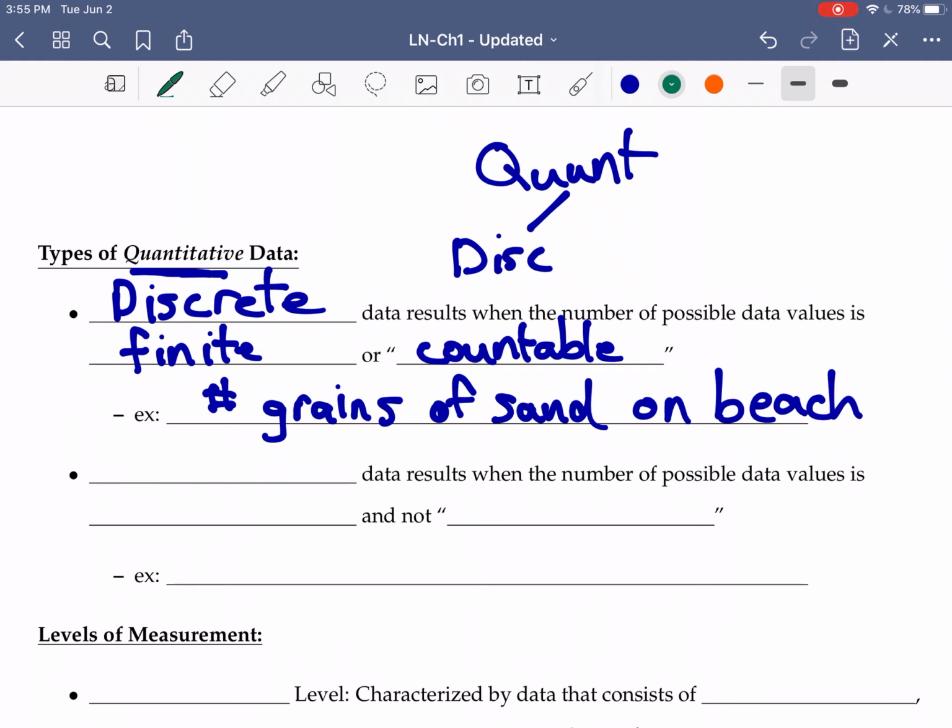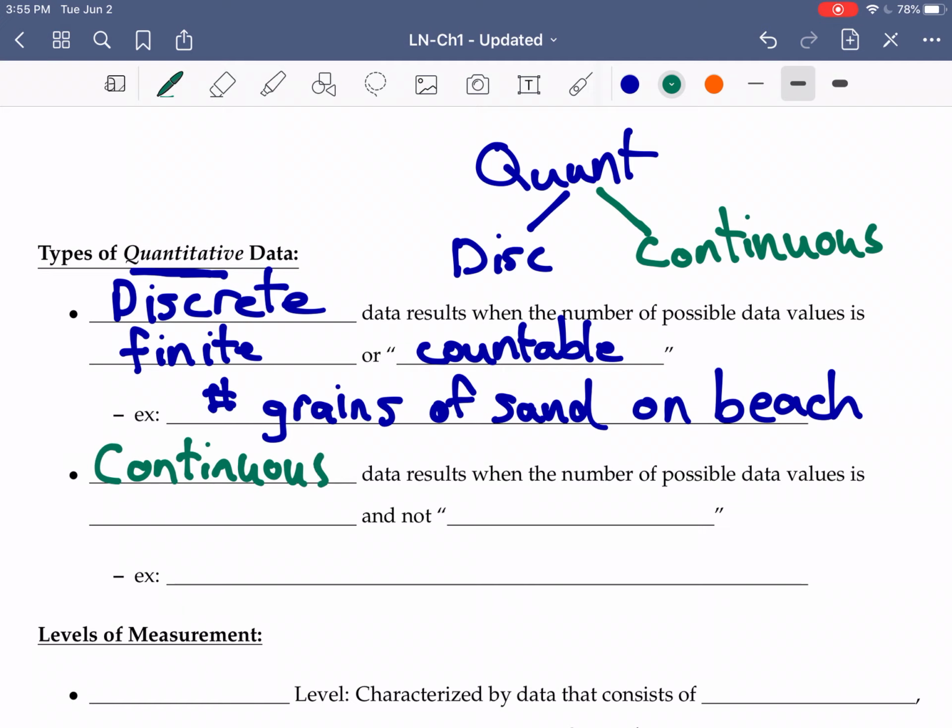The other type of quantitative data that we have is called continuous. Continuous data results when the number of possible data values is infinite and not countable. I'm going to get a little bit math nerdy on you for a minute here.